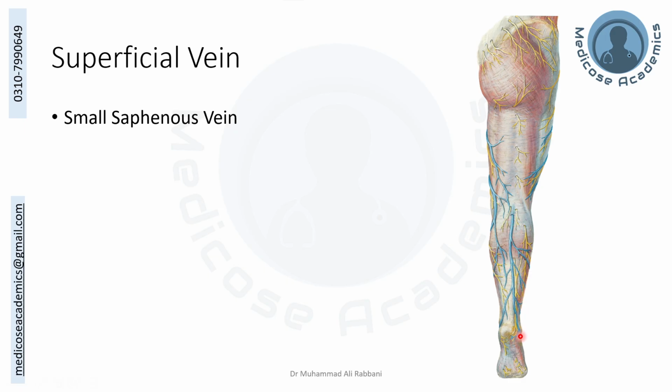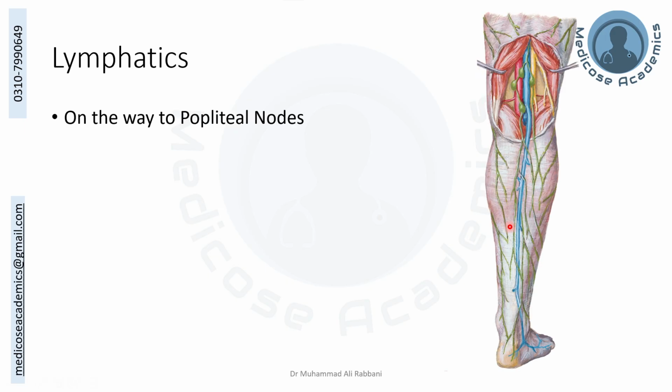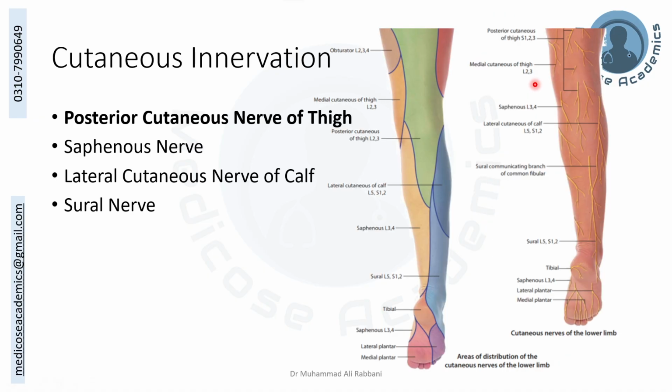vein starting from the lateral end of the dorsal venous arch, passing behind the lateral malleolus, receiving tributaries from the back of the leg, communicating with the great saphenous, and ultimately diving deep into the fascia lata from anywhere between the middle of the calf to the popliteal fossa and joining the popliteal vein. Lymphatics, they basically follow the small saphenous vein all the way till they reach the popliteal fossa and drain into the popliteal lymph nodes. Cutaneous nerves.